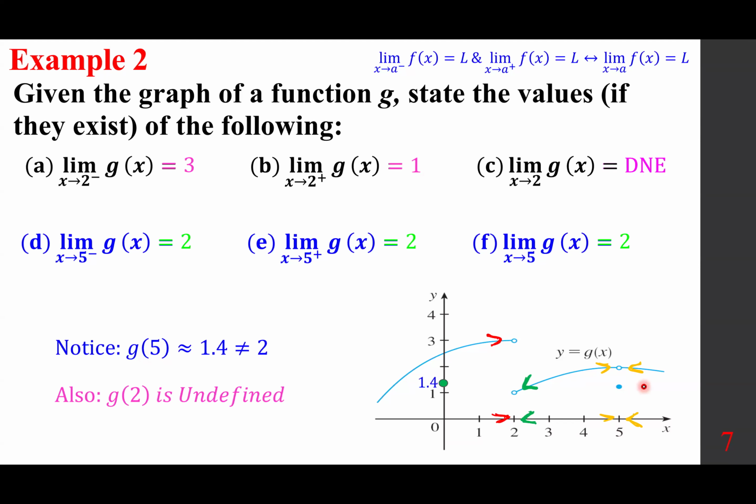And also, what about 2? If you look at x equals 2, we don't have a solid point anywhere. So g of 2 is not given. We say it's undefined. By the way, normally we use DNE for the limit and undefined for the functional value.